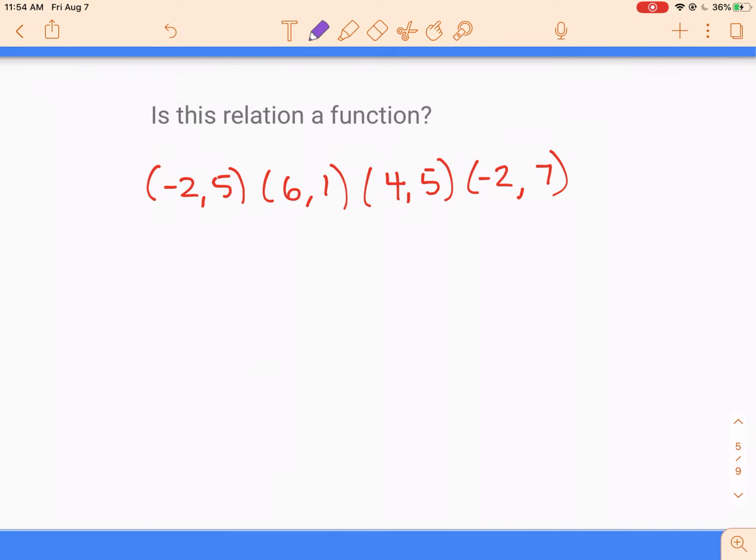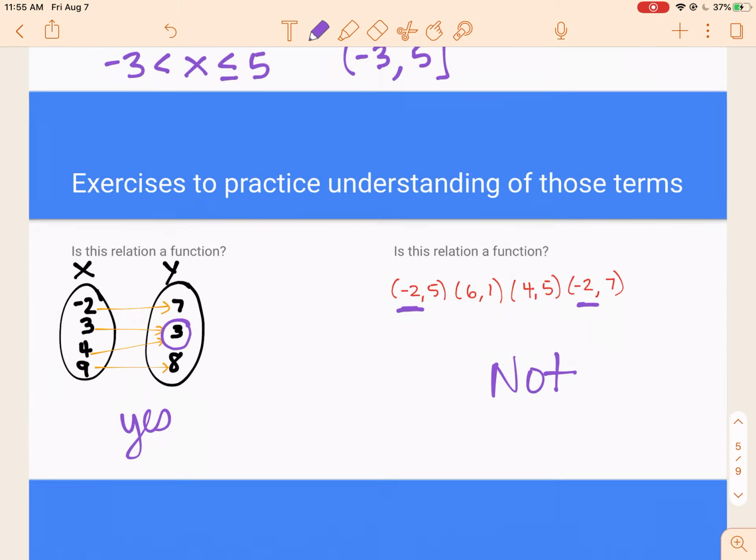The next one. These are written as ordered pairs. And we would look here and say, well, -2 is actually being partnered with two different numbers. So -2 is being paired with different y values, and that makes this not a function. So no, this relation is not a function.